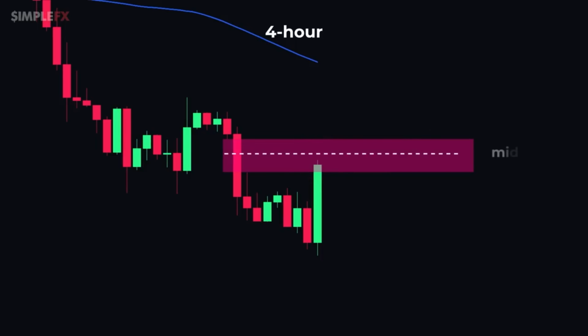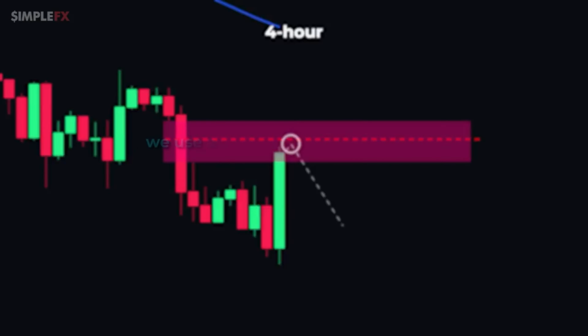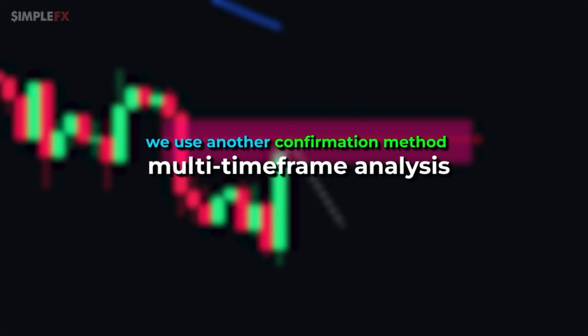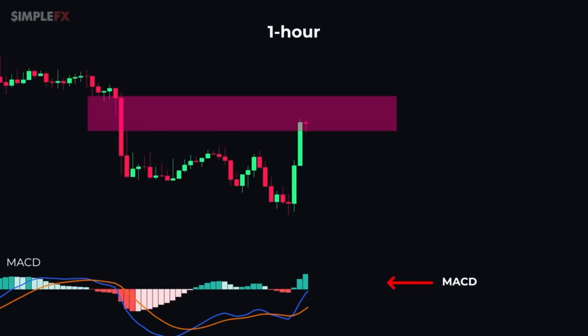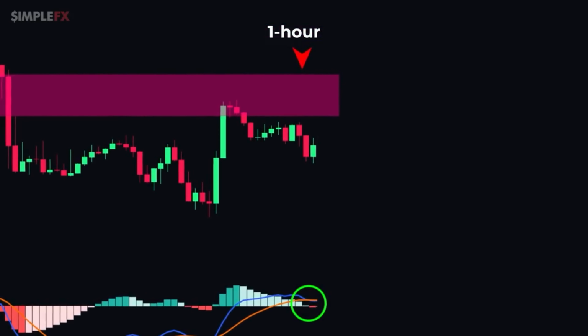Now, relying solely on the midline of the fair value gap for entry can sometimes be insufficient, as price may reverse from the gap before reaching it. So we use another confirmation method: multi-time frame analysis. We zoom into a smaller time frame like the 1-hour chart. Here we use a momentum indicator like the MACD to help for confirmation, so we wait for it to cross downwards. Once it does, we can take a short position.